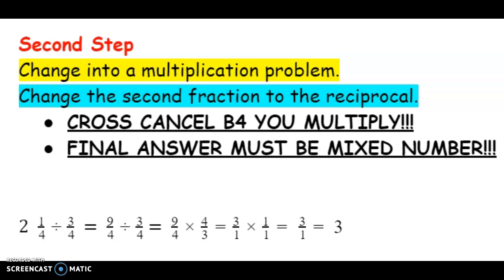Let's look at our problem again. 2 and 1/4 divided by 3/4 became 9/4 divided by 3/4. This part was our first step. Let's move on to our second step. 9/4 stayed 9/4. In our second step, our division sign became a multiplication sign. That's the first part. The second part of our second step is changing that second fraction into a reciprocal. Our 3/4 became 4/3. If you don't remember how to change a fraction into its reciprocal, please see previous lessons. It's simply turning it upside down.